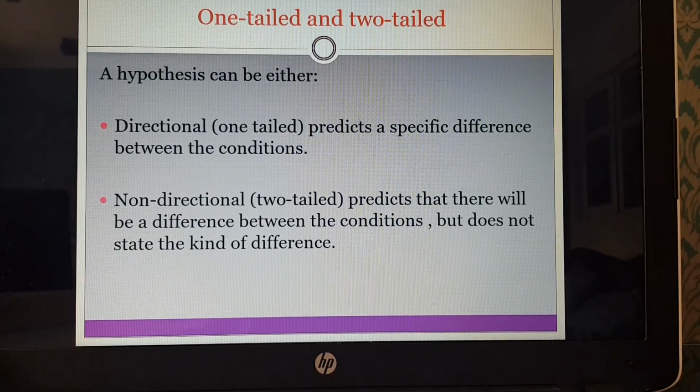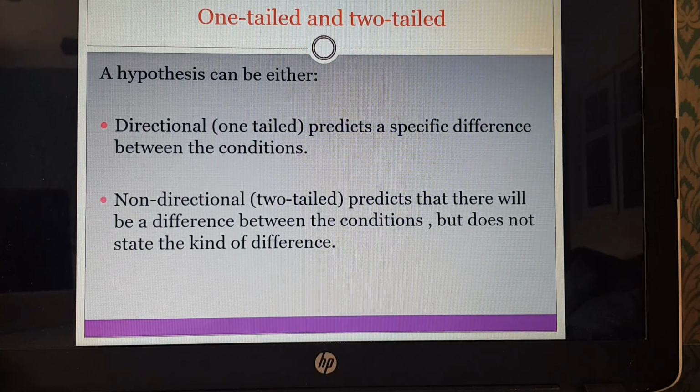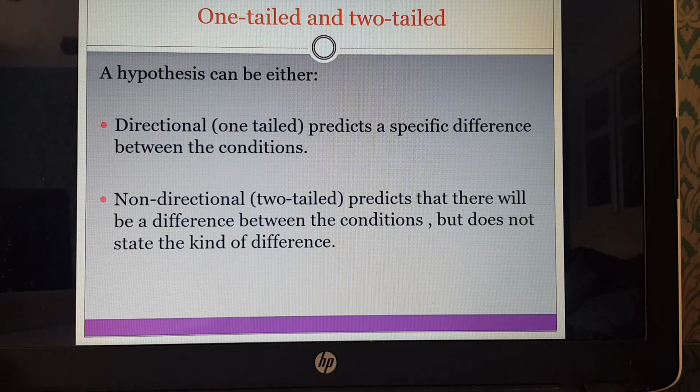Hypotheses can also be divided into one-tailed and two-tailed. Firstly, a one-tailed hypothesis, or sometimes called a directional hypothesis, will give a specific difference that's going to be found between the conditions. It's being very specific and very precise about what exactly we're going to find. However, a two-tailed or non-directional hypothesis will predict that there is going to be a difference between the conditions, but it doesn't really tell us what that difference is going to be. For example, is it going to be higher, lower, etc.